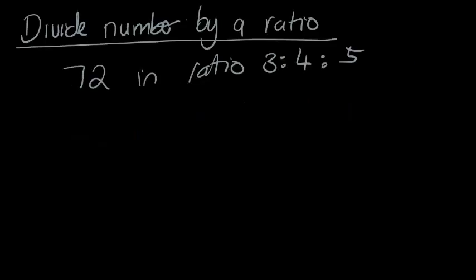In our next type of question, you are required to take a number and divide it by a specific ratio. So in this instance, they're asking you to divide the number 72 into the ratio 3:4:5. So I'm going to show you with a sketch what this means. In essence, there are 3 major steps that we need to follow. But let me draw it first.